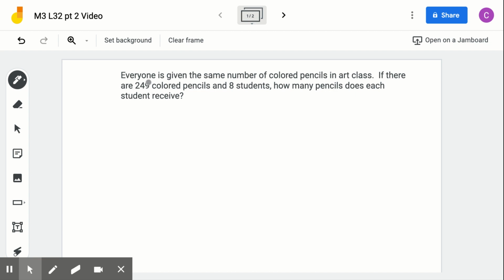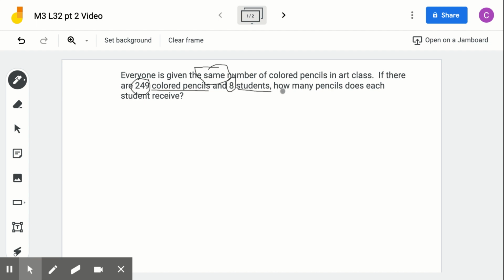First thing I have are some numbers, 249 and 8. 249 is referring to the colored pencils, and 8 is referring to how many students are in that classroom. And then I also see another important piece of information, the word same. All right? These 8 students all have to have the same number of colored pencils.